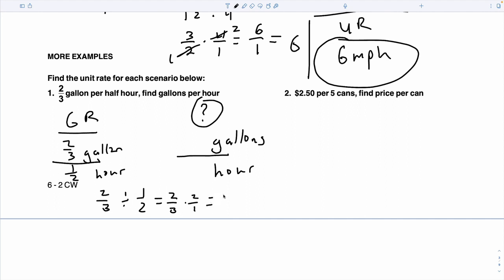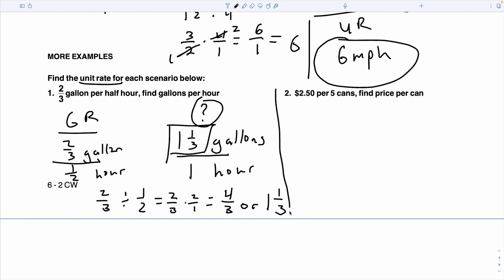It's going to be a mixed number. Sean? I think it's 4 over 3. Or Jameson? 1 1/3. My bad. Yeah, 4/3 or 1 1/3 gallons per hour. So your unit rate for this is 1 1/3. Sometimes it's not a whole number. It can be a fraction or a decimal.